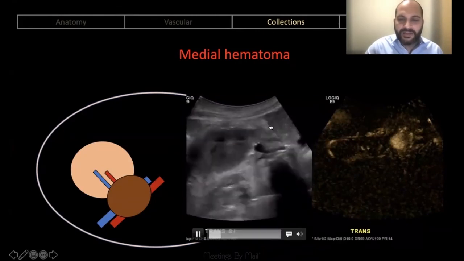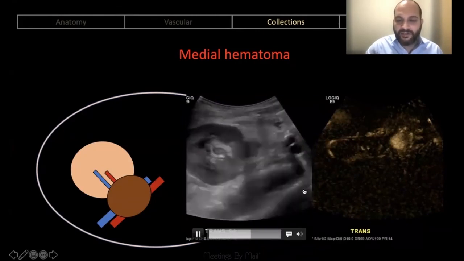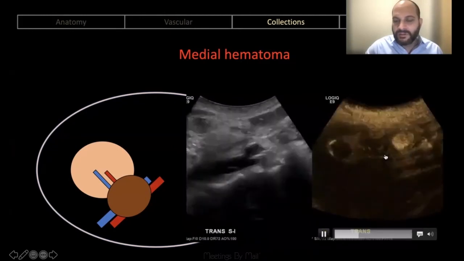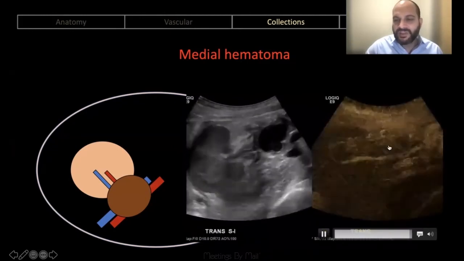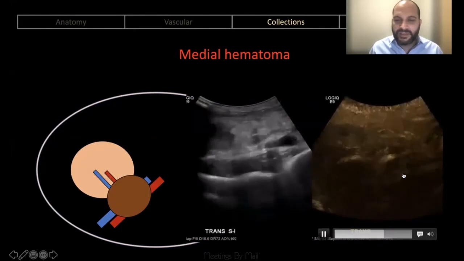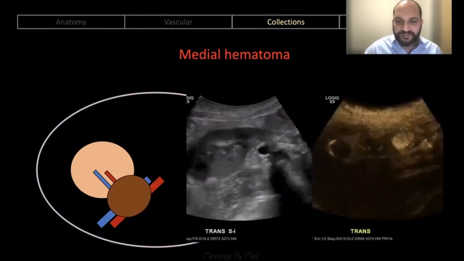So here you can see there's this collection medial to the graft. Good evaluation with B-flow shows the swirling appearance within this. This is an extrarenal pseudoaneurysm.